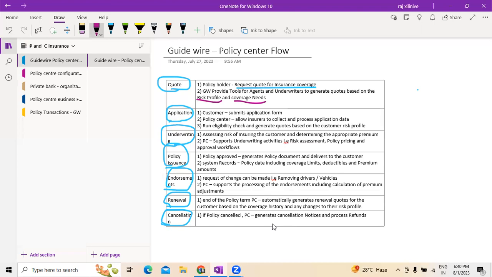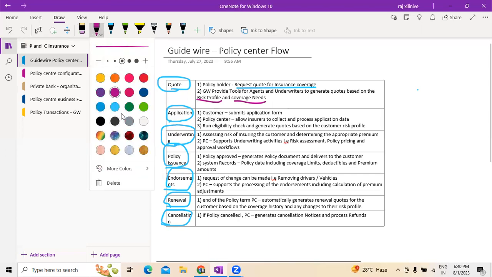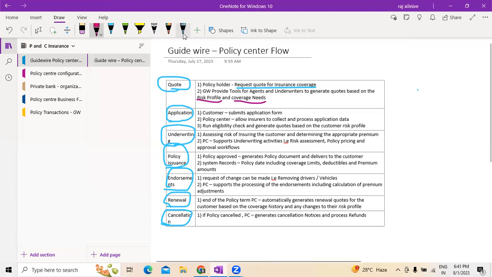So the second one is called application. When we are talking about this application, generally customers have to submit the application first, because whatever application the customer has initiated, that application will be submitted here. The application form will be submitted over here, right? So this is the first thing which we normally have to do.